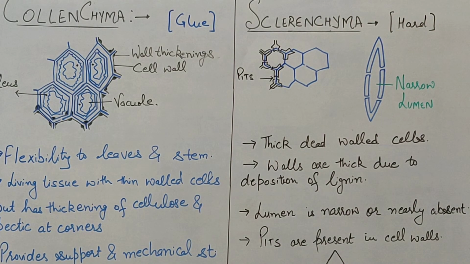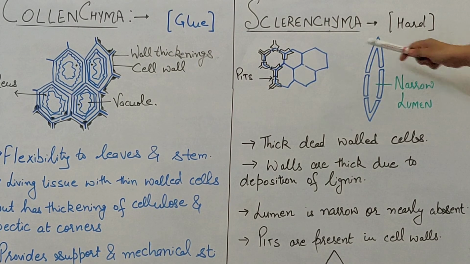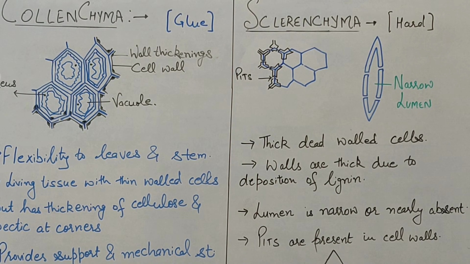That is why when we take coconut water, the inside is not dry, because walls are very thick due to deposition of lignin and they have become impermeable to water. So the water inside the coconut cannot evaporate.